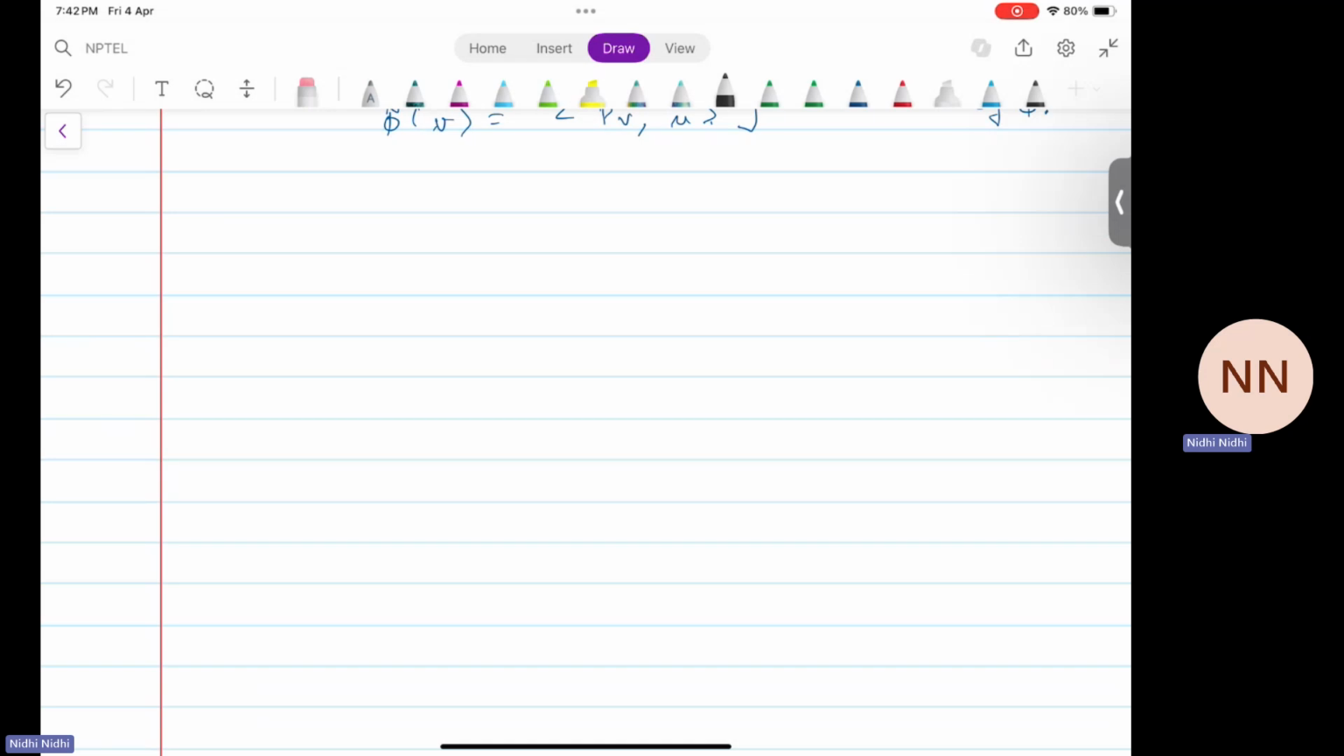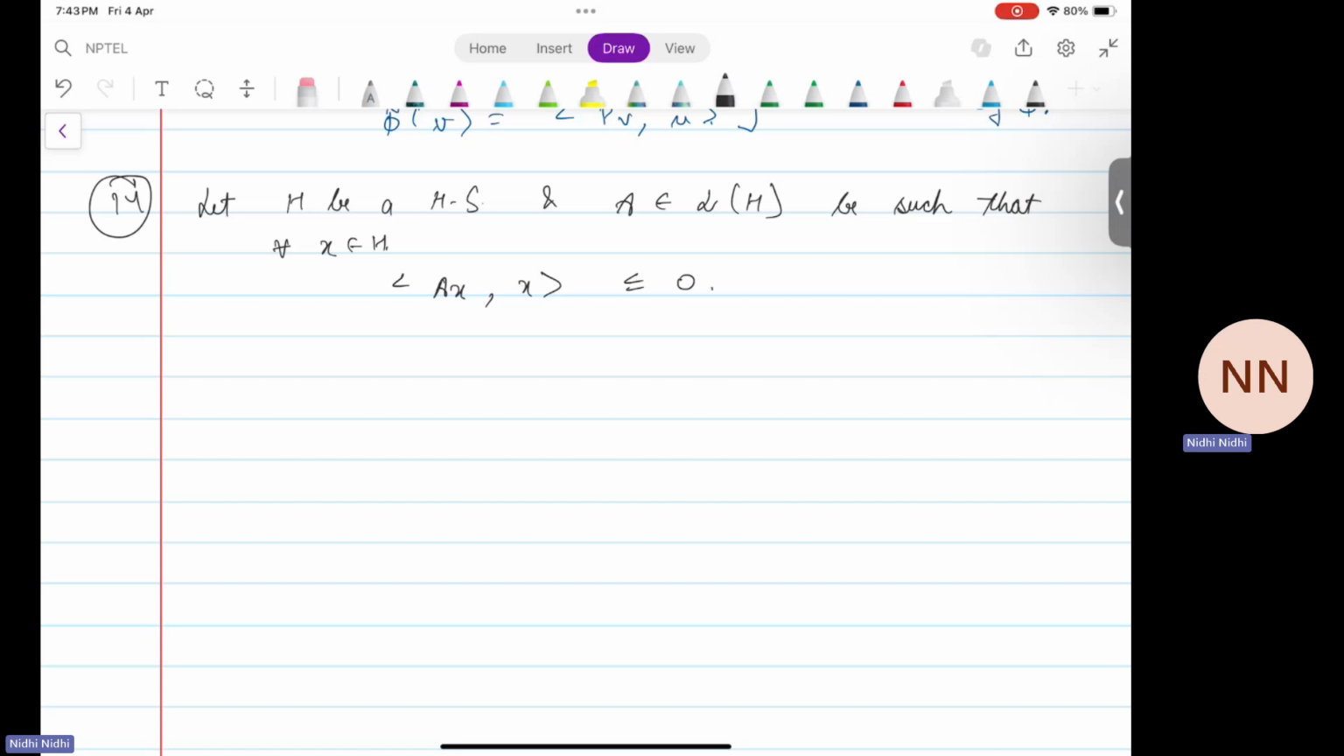Okay, let's move to the next problem. Let H be a Hilbert space and A be a bounded linear operator from H to H, such that for every x in H, the inner product of Ax, obviously Ax is an element in H, with x, is less than or equal to 0. Let lambda be some positive real number.